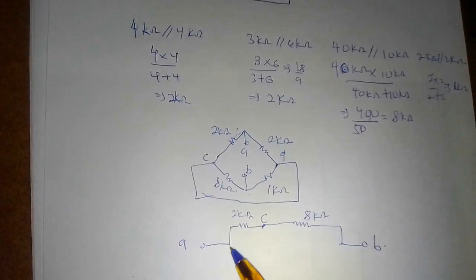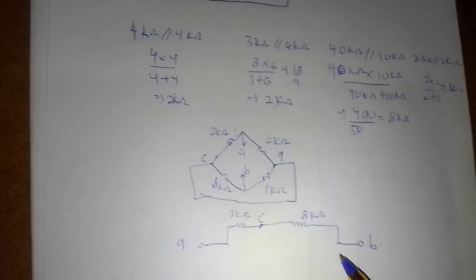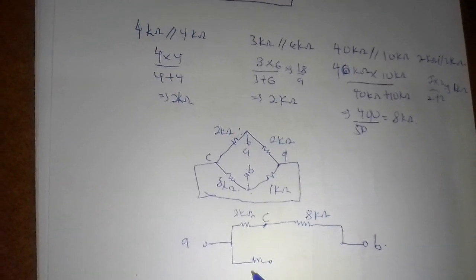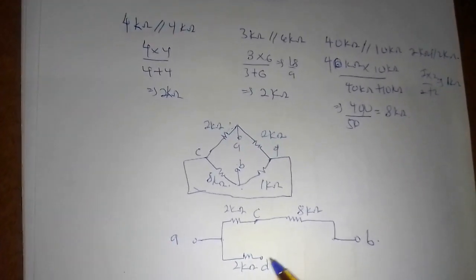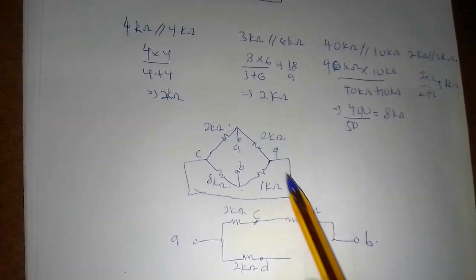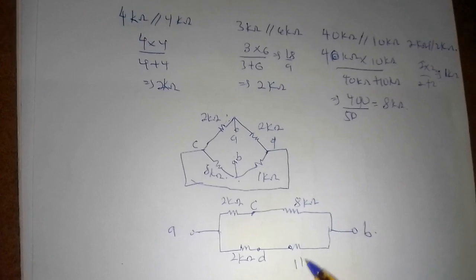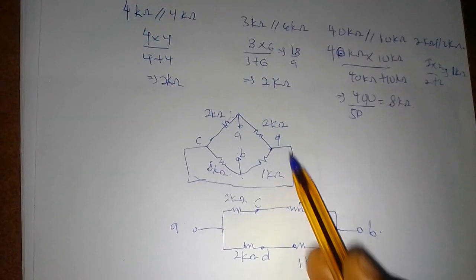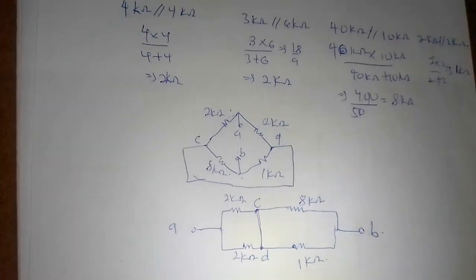Then now let's see, from this place I'm going to get from A to the D. So that will be around here, let's say here D, and that is giving me 2 kilo ohms. Then from here it will move straight, that is from D to B. D to B is 1 kilo ohm, like this. So once you get this, you are not done. Look at C to D. From C to D, there is nothing there, so you draw your straight short circuit.